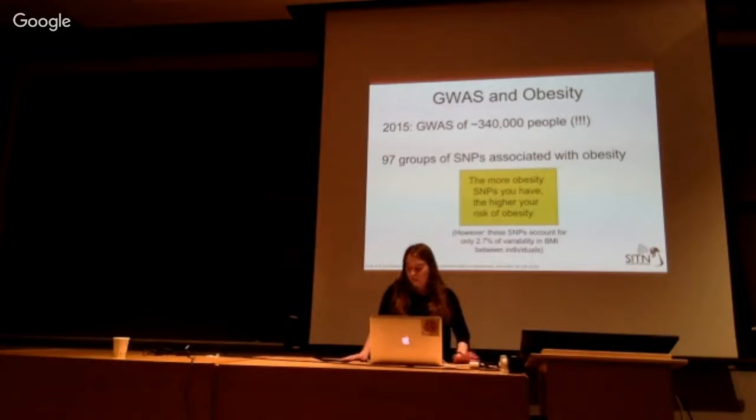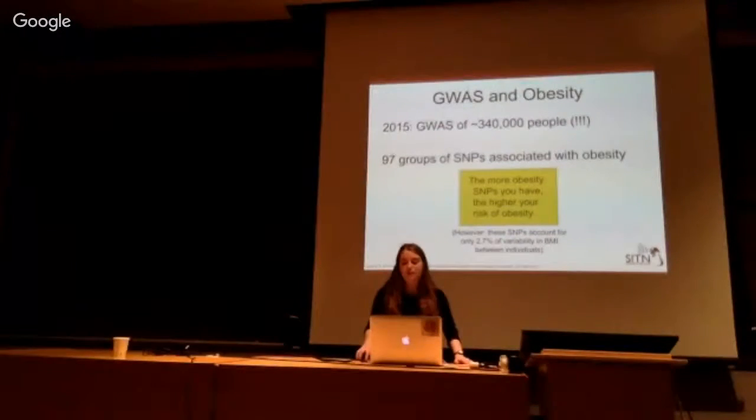So just to remind you what that means, the more obesity SNPs you have, the higher your risk of obesity is. So that's 97 spots where you might have a very small increased risk of obesity. But I should say that these SNPs only account for about 2.7% of the variability in BMI between individuals. So this is really not accounting for big changes, so just keep that in mind.